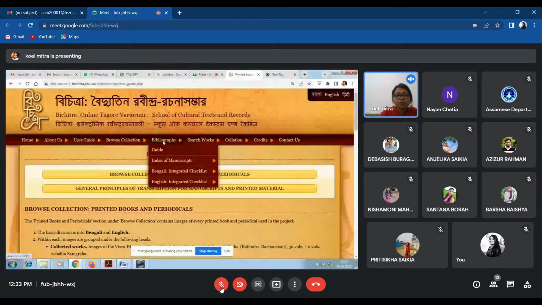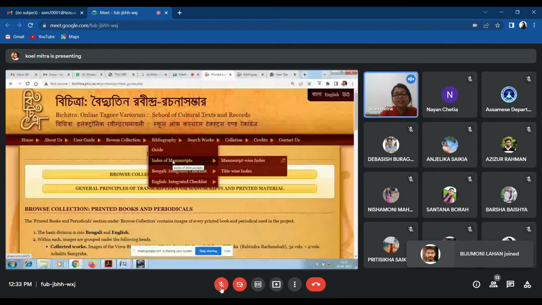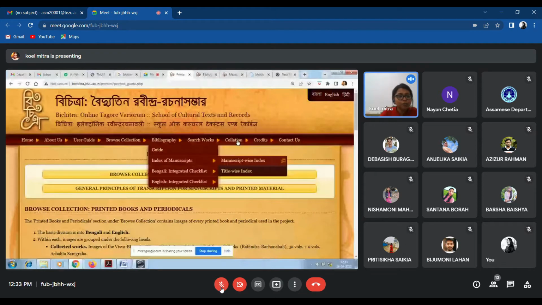I will show you why we have so many. The index of manuscripts has two kinds of index. One is a manuscript-wise index and the second is a title-wise index. I'll show you everything. First is a bibliography guide, how to follow the bibliography.